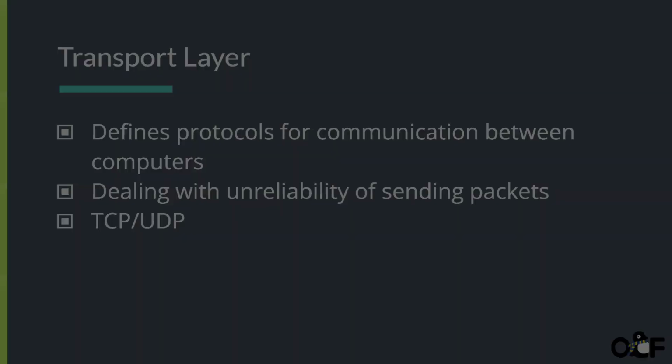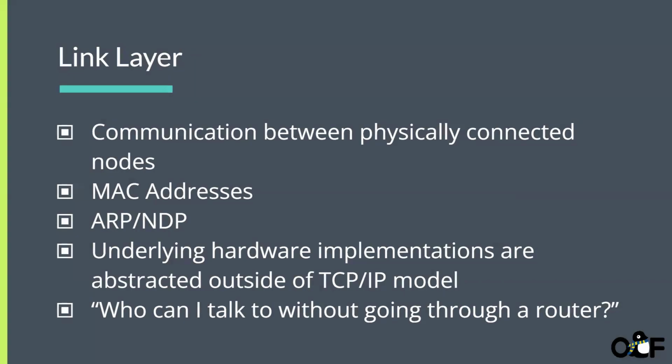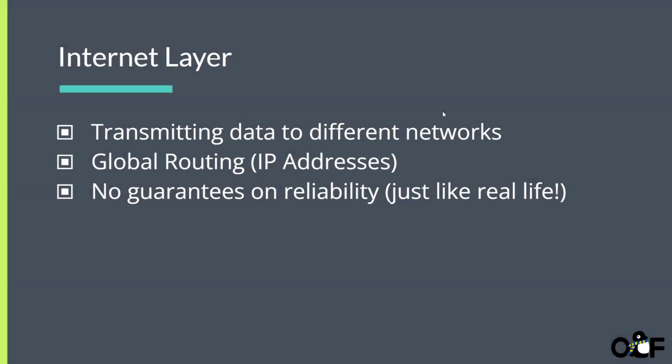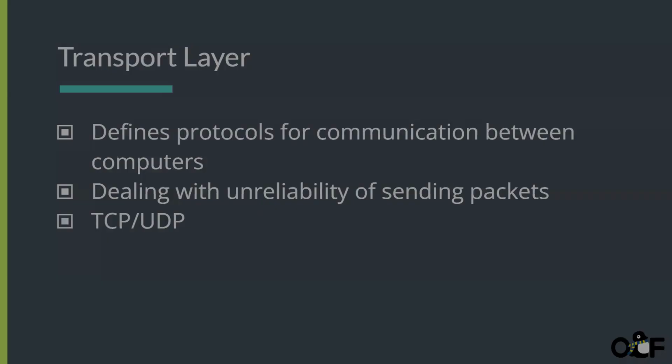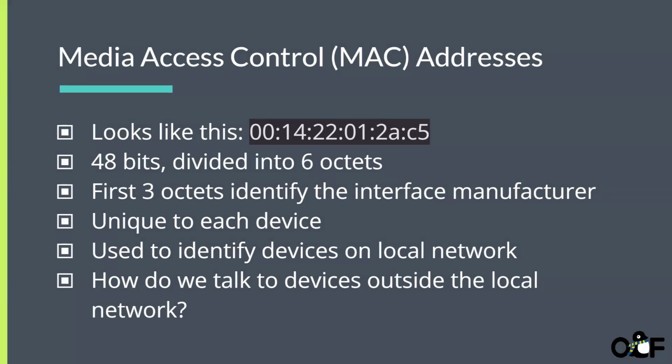So each of these things, as you might remember, I talked about addresses. In the internet layer, we have IP addresses. And in the link layer, we have MAC addresses. These are different types of addresses, and they mean different things and have different formats. So I'm going to go back here. The first is the MAC address, and it looks like this up here.